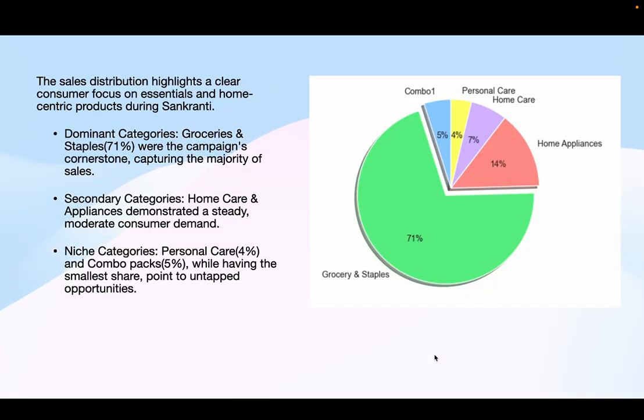So here, according to the pie chart, the results are very straightforward. Groceries and staples are unsurprisingly the biggest contributors. Home care and appliances sit in the middle with a solid, moderate share. The categories with the smallest slices, like personal care and combo 1, point to the areas where different strategies might be needed to boost their performance.